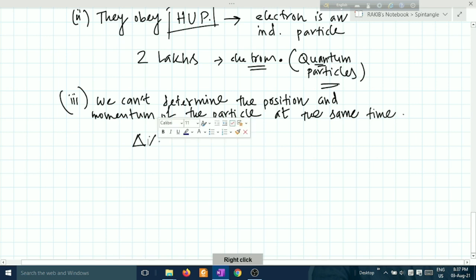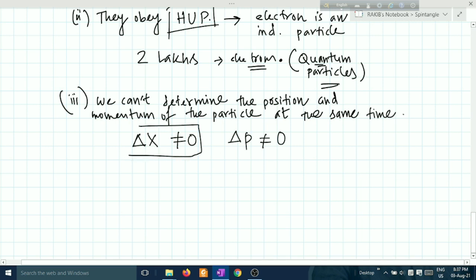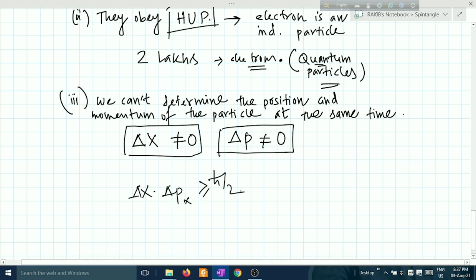This means there is an uncertainty in position and there is an uncertainty in momentum. This indicates that we need to introduce the Heisenberg's uncertainty principle. What is Heisenberg's uncertainty principle? Delta x delta px is greater than or equal to h cut upon 2.